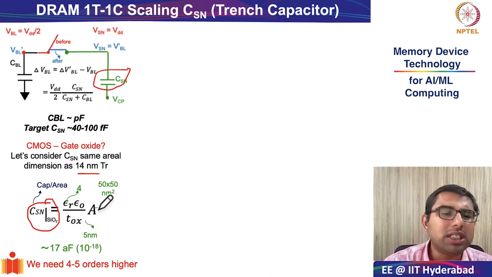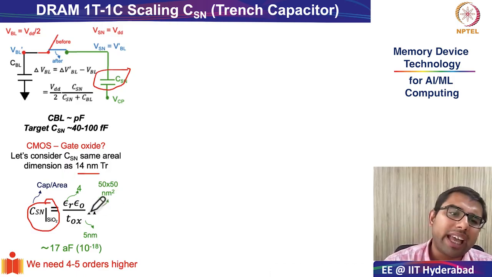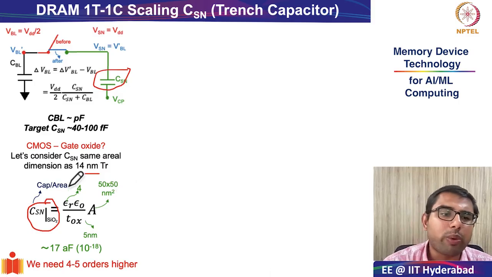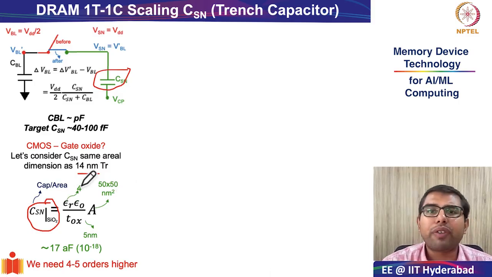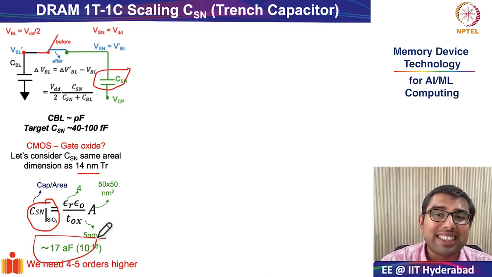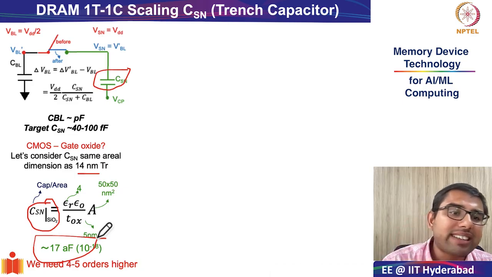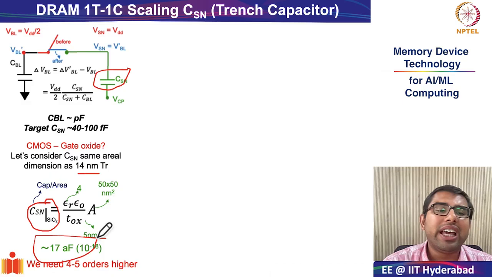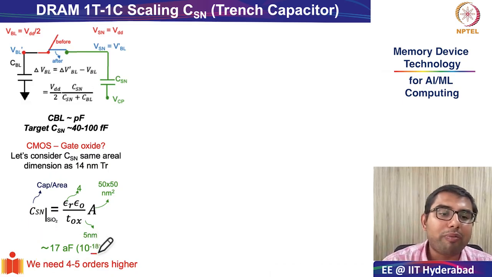So I have just put some numbers. Don't worry too much about the numbers. Area I have taken to be 50 cross 50 nanometer square, epsilon R to be that of SiO2 of 4, Tox of 5 nanometers. So don't worry too much about the correctness of the numbers. I'm just dealing with orders of magnitude. And when you put in these numbers, you see that the oxide capacitance offered in an advanced technology node like 14 nanometer is just 17 attofarad. What is atto? Atto is 10 to the power of minus 18.